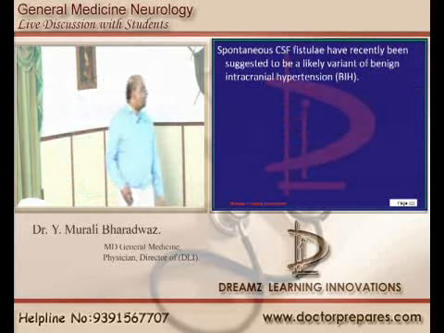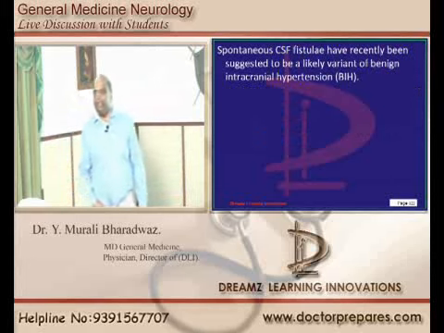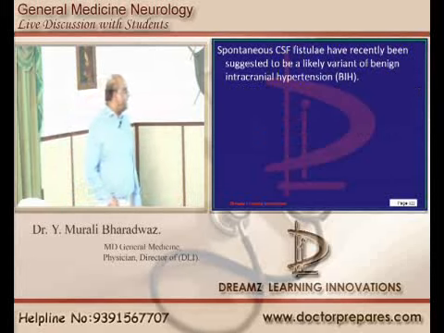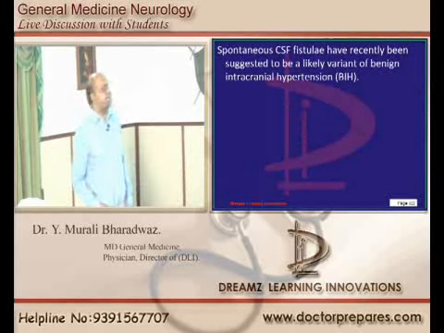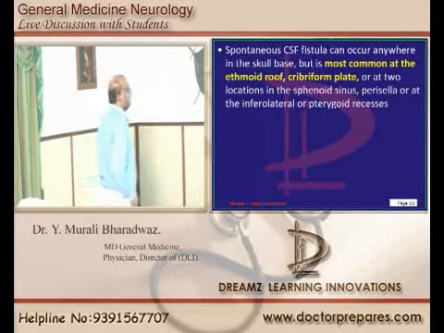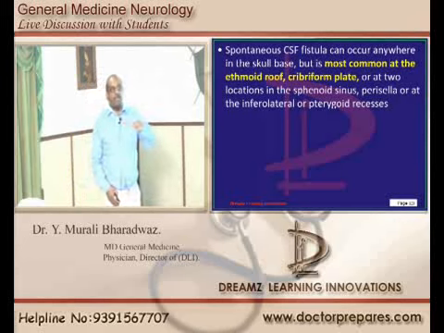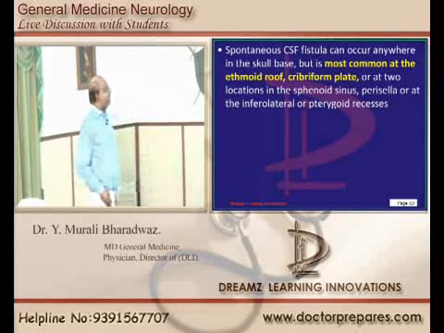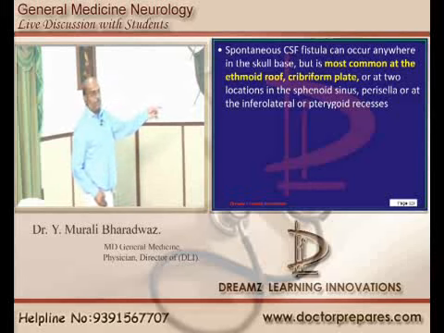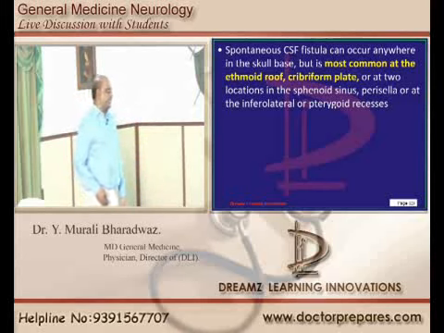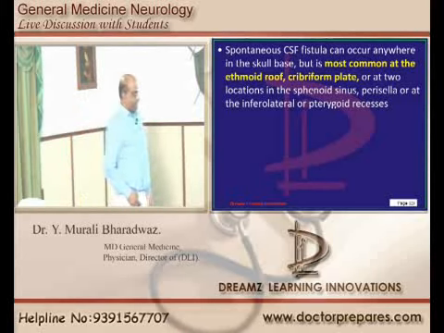Similarly, there is an entity called benign intracranial hypertension. Even in this entity there can be a spontaneous CSF fistula developing, and very commonly it develops into which structure? Into the ethmoid and cribriform plate is what we need to appreciate. So there is a reason: low risk encephalocele, pseudotumor cerebri and empty sella syndrome are known to be associated with a spontaneous CSF leak.